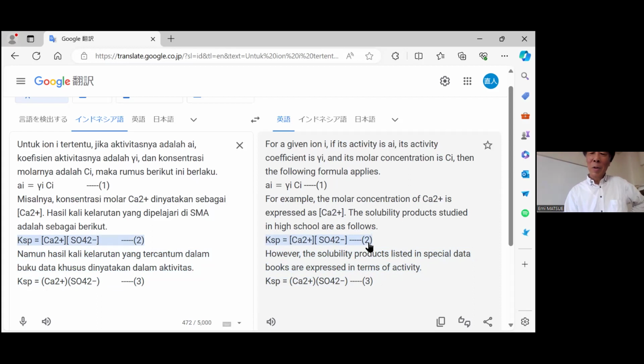In high school, equation 2, Ksp equals the product of concentrations of calcium and sulfate. But in special data books or in university chemistry, we must use activity, not concentration, activity.